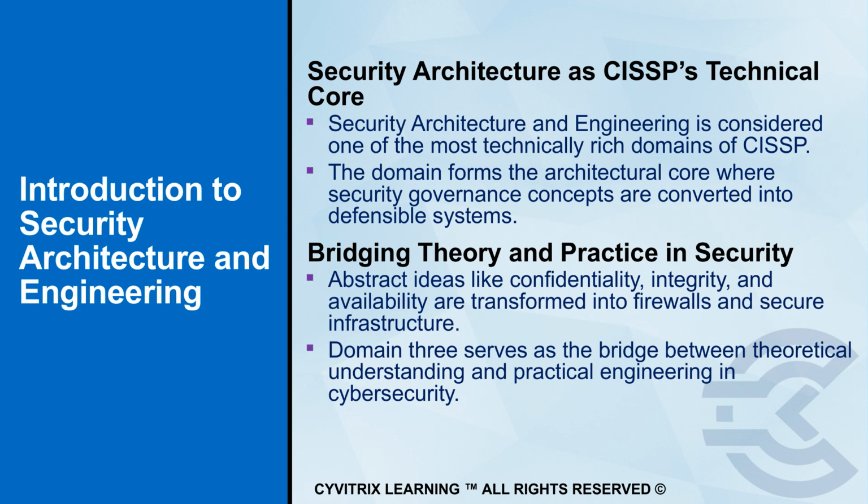It is here that abstract ideas like confidentiality, integrity, and availability evolve into firewalls, encryption modules, secure protocols, and fault-tolerant infrastructure. This domain bridges theory with engineering, and if there is one word that captures its essence, it is structure. The structure of systems, the structure of trust, and the structure of secure decision-making under complexity.